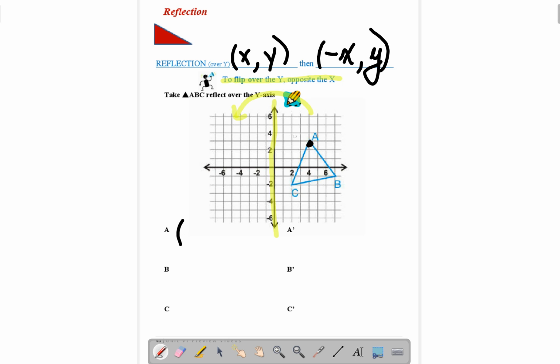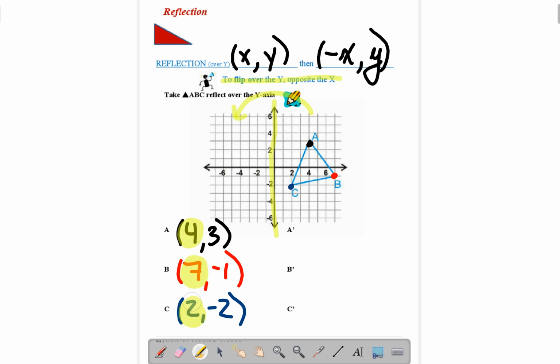It's the same one as the beginning. You're going to start memorizing these. So that's a 4 and a 3. To flip over the y, all you do is opposite the x coordinate. So you take your x coordinate and you simply do the opposite. -4, only your x coordinate.